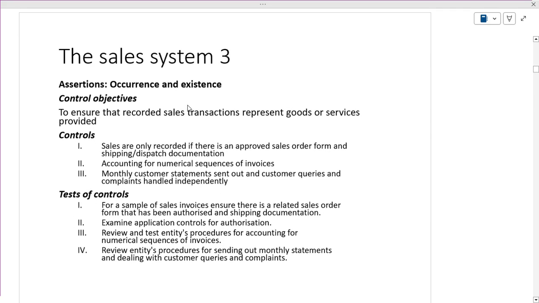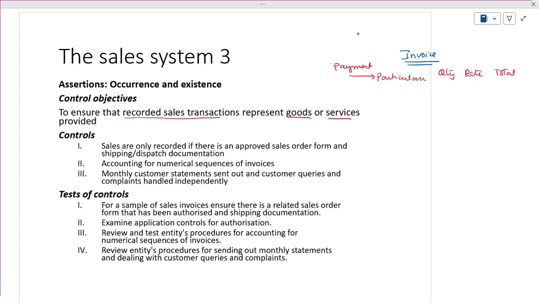Next, when you are talking about the occurrence assertion, the objective is to ensure that recorded sale transactions represent goods and services provided. See what happens. You are buying something. After payment, you will see what the particulars are, what the quantity is, what the rate is, and what the total is. Specifications. It will be there in the invoice. That's all we are doing. We are not doing anything else.